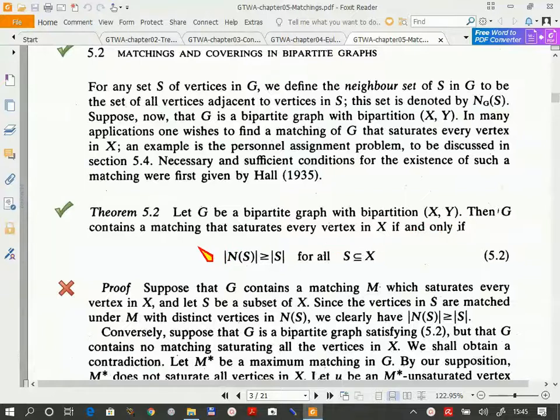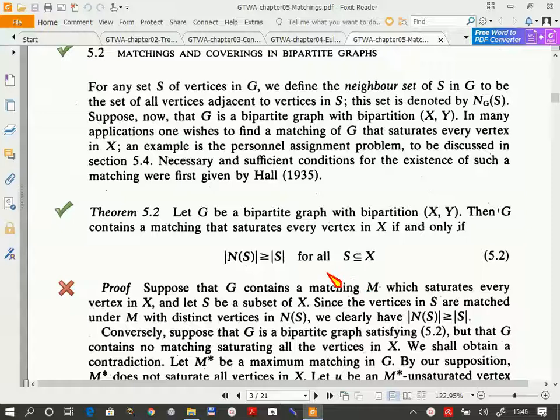Then G contains a matching that saturates every vertex in X, if and only if the number of vertices in the neighbor set of S is greater than or equal to the number of elements in S itself for all possible subsets of the set X of the bipartition.